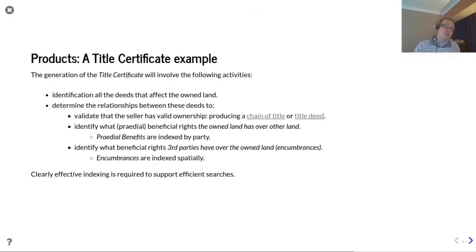And then there is how you derive products from your registration process. In this example, we'll look at the derivation of a title certificate. So we'll identify all the deeds that affect the owned land. We'll determine a relationship between those deeds, validate that the seller actually owns that land and can sell it, identify what predial benefits, i.e. what rights the owned land has over other land, and identify what beneficial rights third parties have over the owned land. And all of these will be supported by specific indexing.